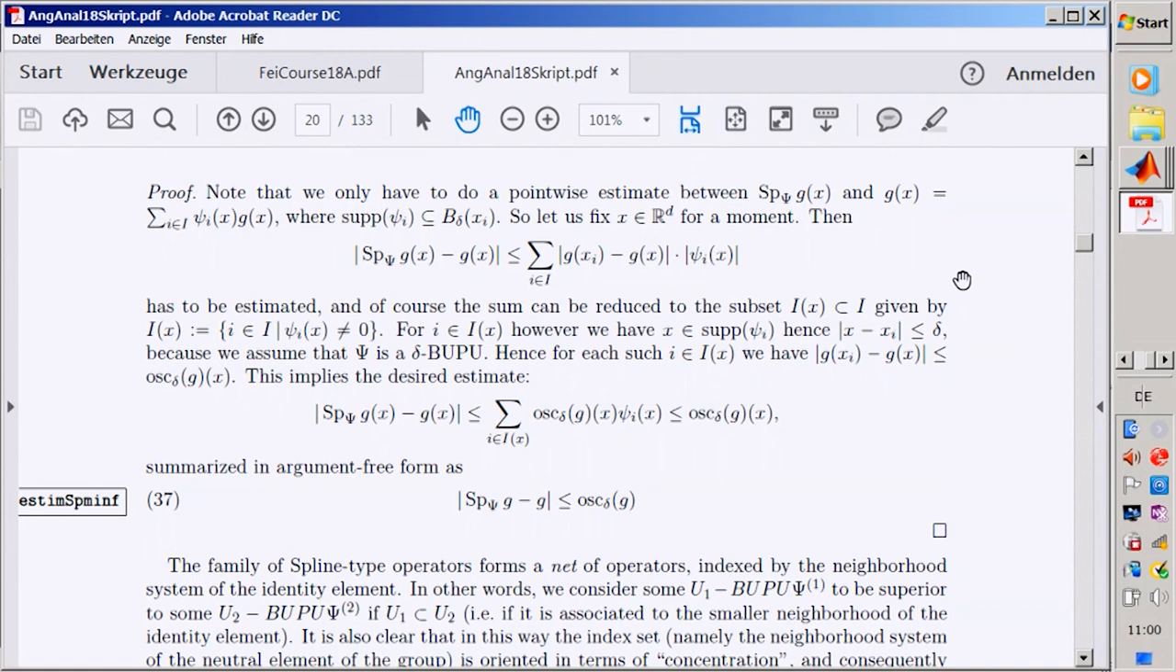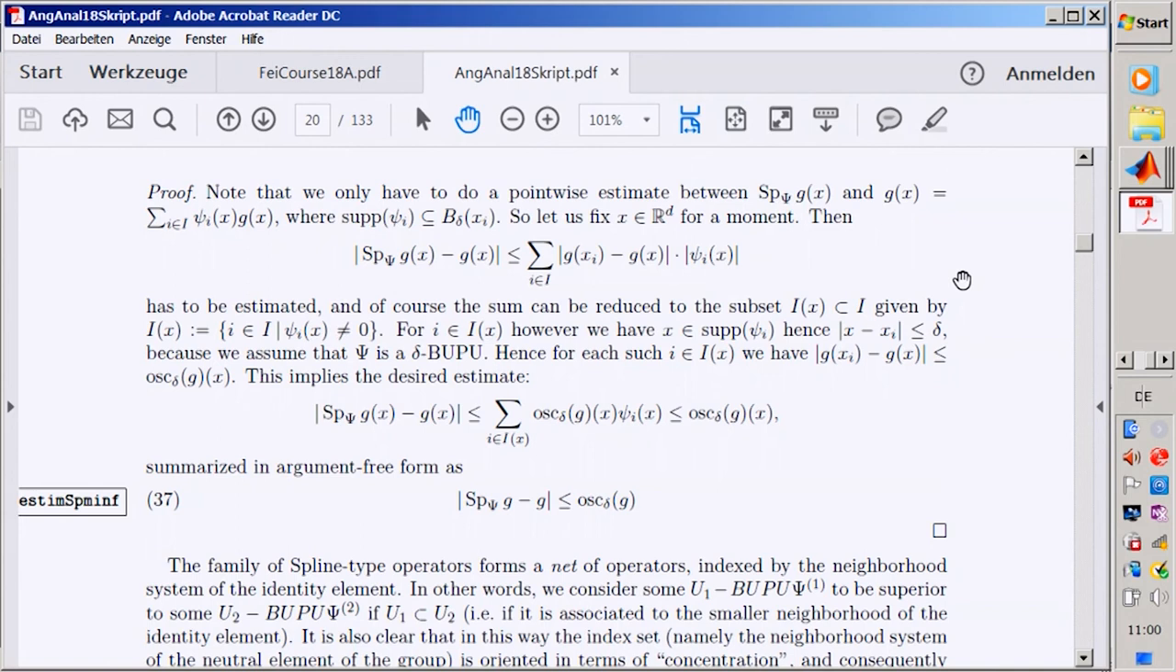The sum of the psi i is 1, and so you have the sum over the oscillation function times psi i, which is just, of course, 1 times this. So this is the harmless trick to get this estimate, and because of uniform continuity, this goes to 0 uniformly, and you have approximation.